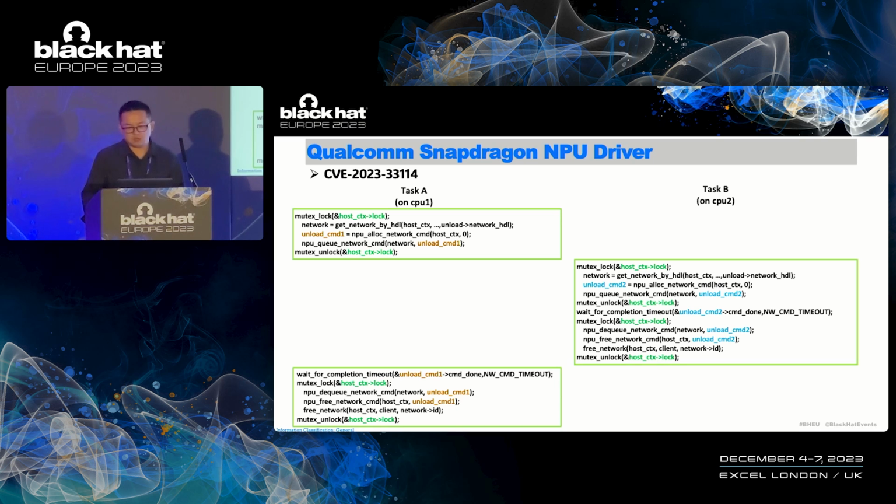But if there is a task B which is trying to unload the same network at the same time, something strange will happen. As you can see, if task B acquires the mutex lock right after task A drops it, it will trigger the function free network here. As we have mentioned, free network will release all network commands in the command list. So the unload command 1 object will get released here. After this, when task A tries to use the unload command 1, it will trigger a use-after-free or double free issue. So this is the root cause of the bug.